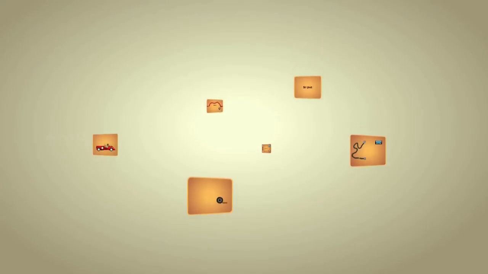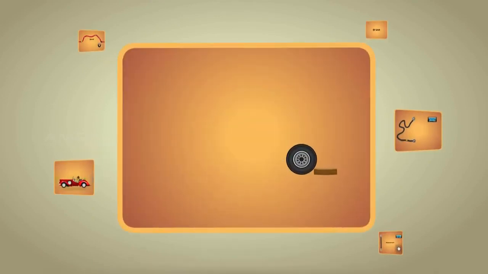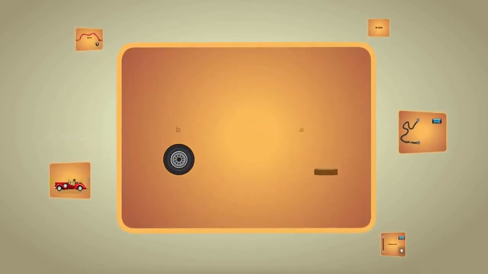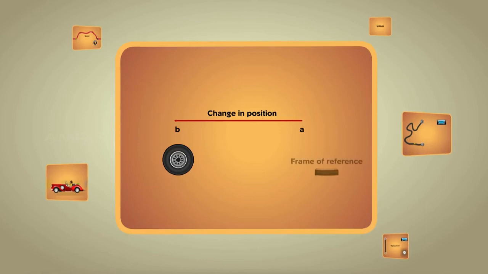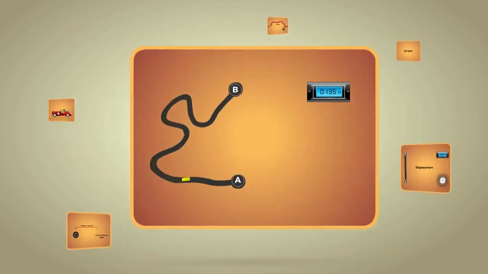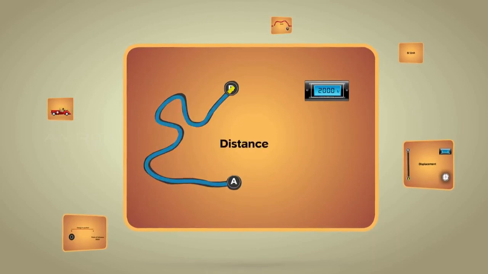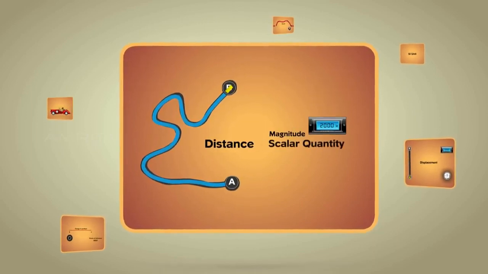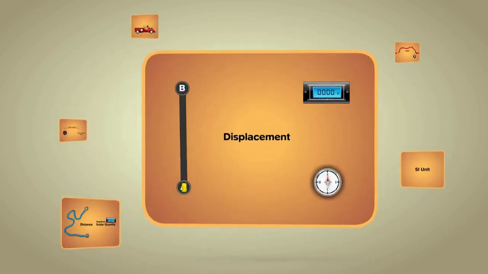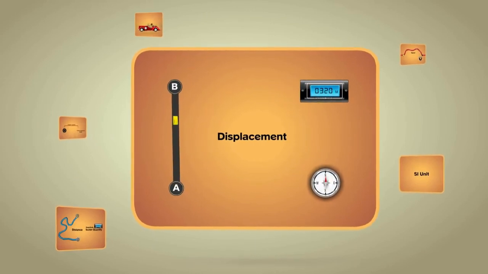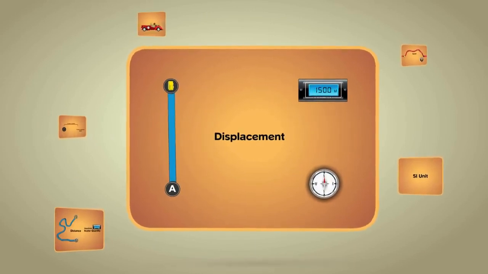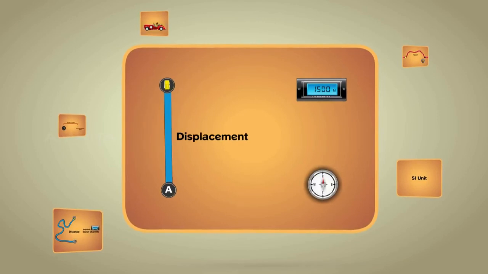Things to remember. Motion is the change in position of an object with respect to a frame of reference. The length of the path travelled by a moving object is called distance. Distance is a scalar quantity. Displacement is the distance travelled by an object with a certain magnitude and direction. Displacement is a vector quantity.